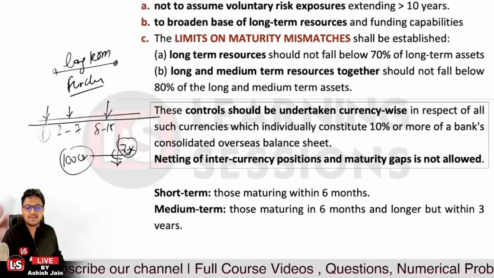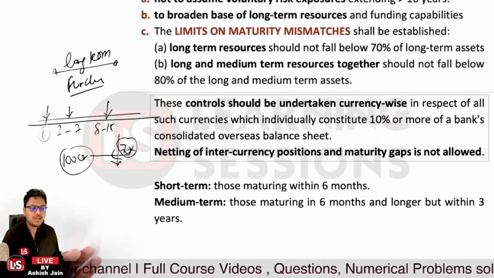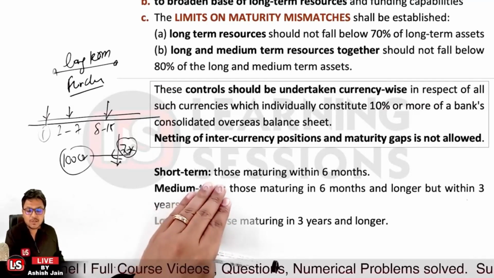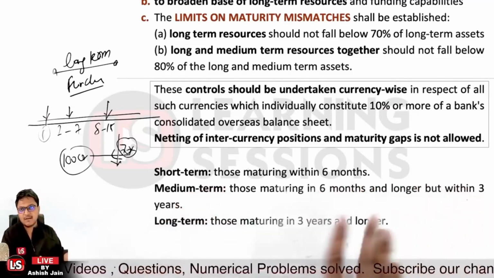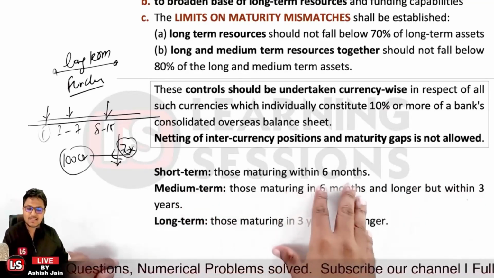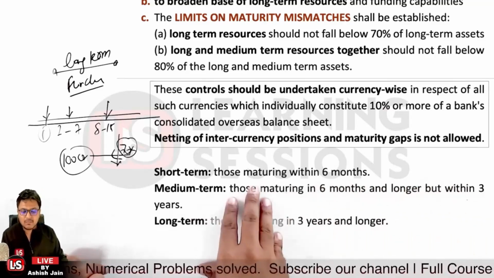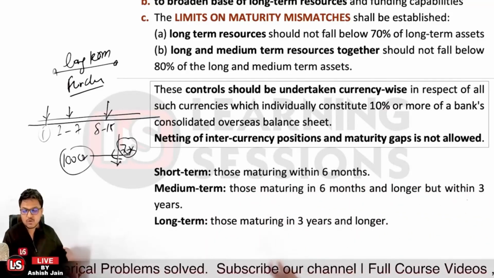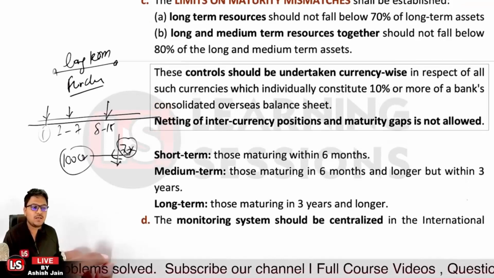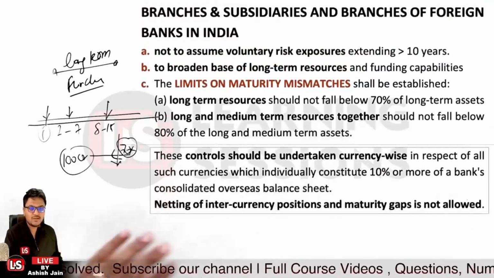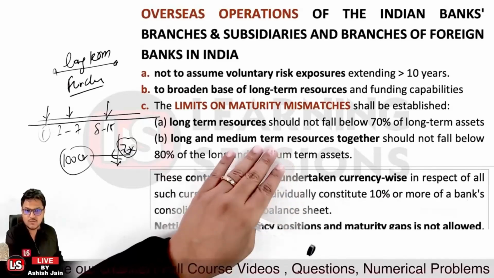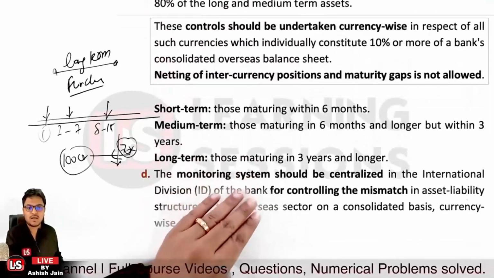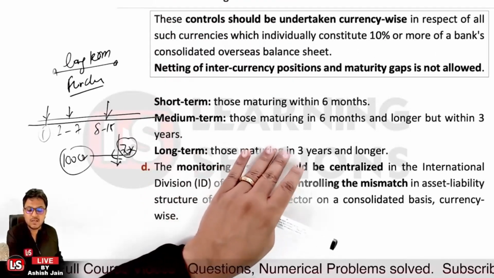And for this particular purpose, let's have a look at what is short term, medium term and long term. Short term relates to those assets which are going to mature in the next 6 months. For the period greater than 6 months and up to 3 years, it is the medium term, and the period of 3 years or more is the long term. So when we are considering long term assets or resources, or medium term assets or resources, this is the definition related to the same. A question can be asked from this particular point.